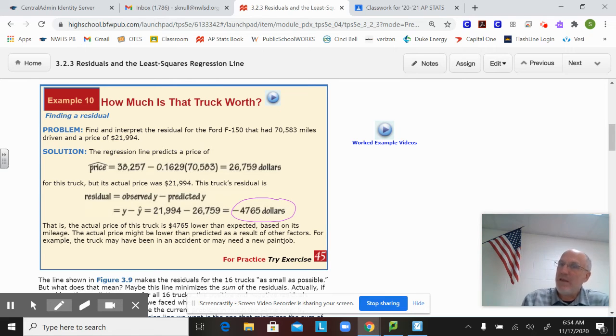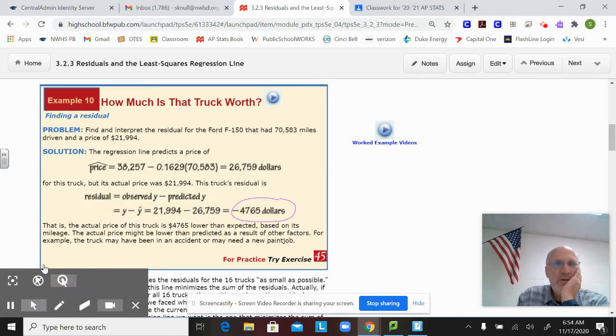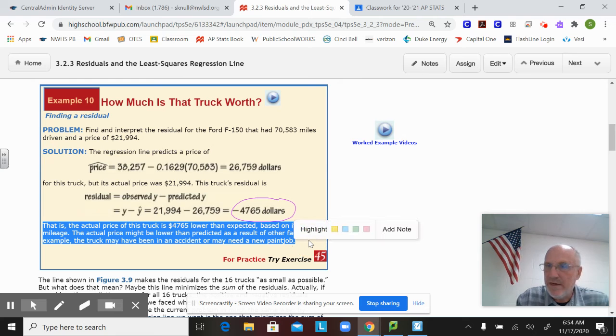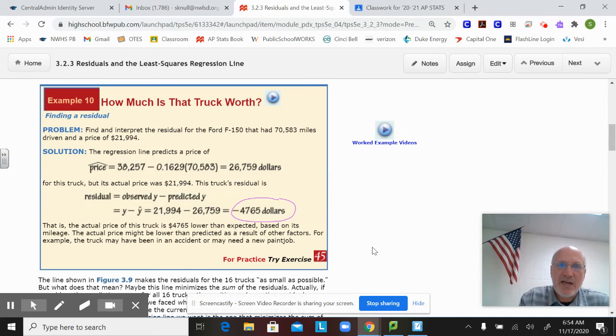And then you have to be able to interpret that number. The question says, find and interpret the residual. It always means in context. So this bottom paragraph right here interprets it. It says the actual price of this truck is $4,765 lower than expected based on its mileage. Then it says why it might be lower, but you don't have to worry about that. It says it might be other reasons: an accident, needing a new paint job.